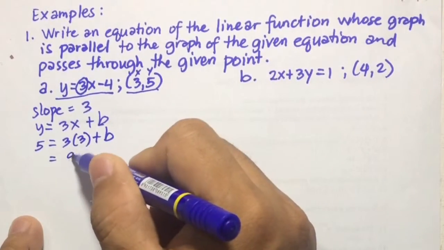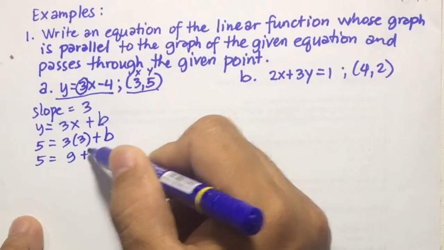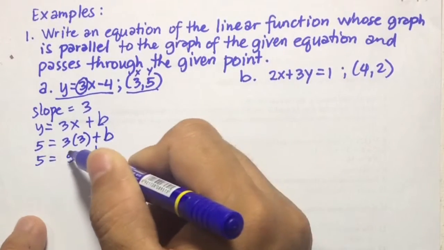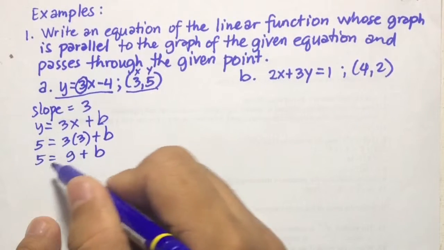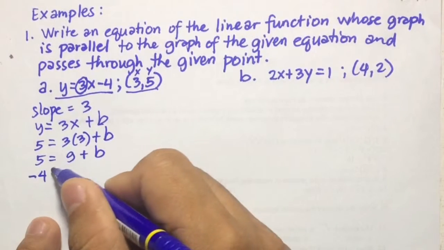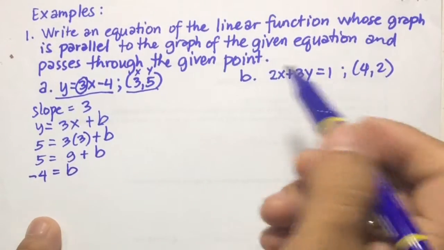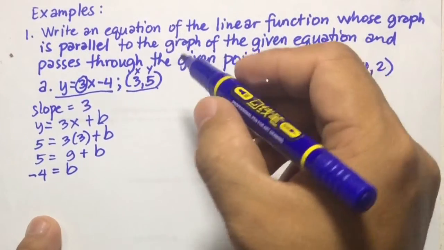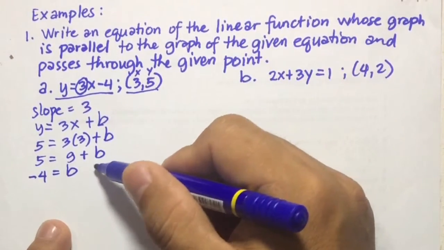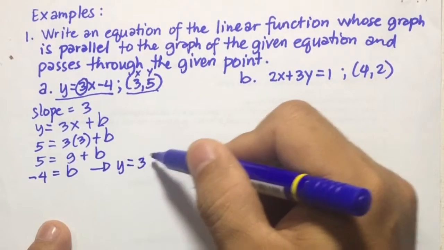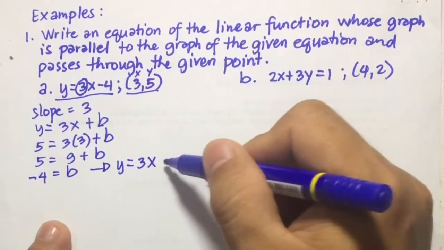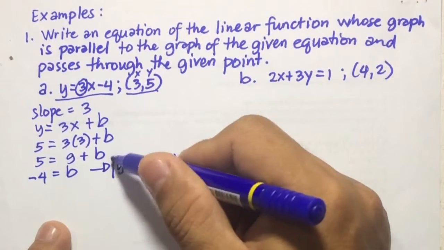So 3 times 3 is 9. This is 5 here, and plus b. Then transposing 9 to the left side, we're going to have -9 plus 5. That will be -4. So b equals -4, meaning the required equation will be y equals 3x minus 4.